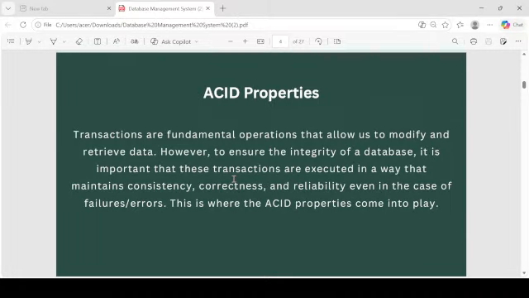The next topic will be ACID properties. This is a very important topic. Transactions are fundamental operations, as we all know, that allow us to modify and retrieve data. However, to ensure the integrity of the database, it is important that these transactions are executed in a way that maintains consistency, correctness, and reliability even in the case of failures or errors. As we know, transactions may fail, so errors sometimes occur. To correct them and maintain consistency, we use these properties. So this is where ACID properties come into play.